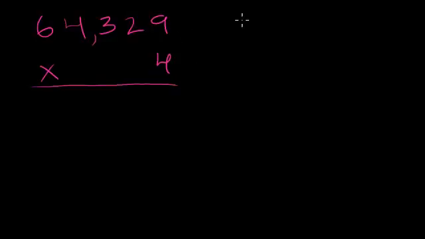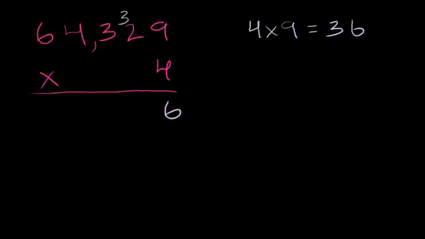So we just start off saying, okay, what's 4 times 9? 4 times 9 is equal to 36. Right? 18 times 2, yep, 36. So we write the 6 down here. Carry the 3 up there. Just put the 3 up there.